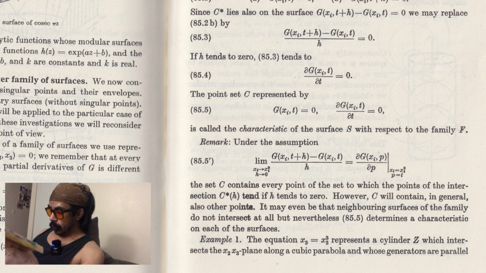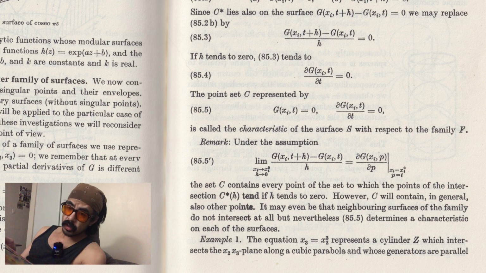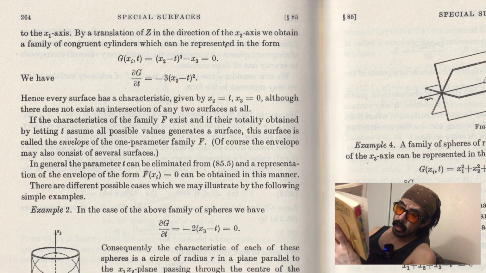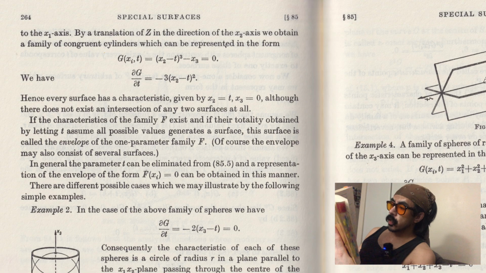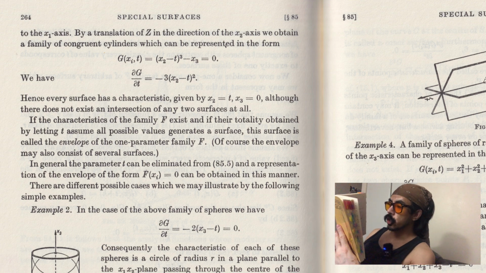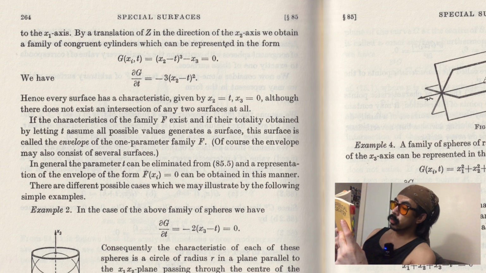Example 1. The equation x3 equal to x2 cubed represents a cylinder capital Z which intersects the x2, x3 plane along a cubic parabola and whose generators are parallel to the x1 axis. By translation of capital Z in the direction of the x2 axis, we obtain a family of congruent cylinders which can be represented in the form capital G of xi and t is equal to the quantity x2 minus t closed quantity cubed minus x3 equals 0.